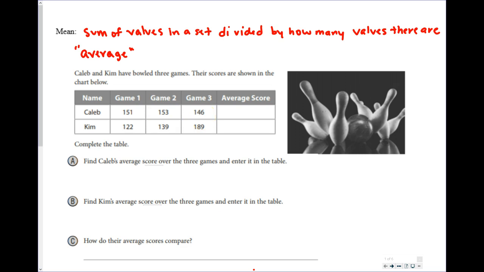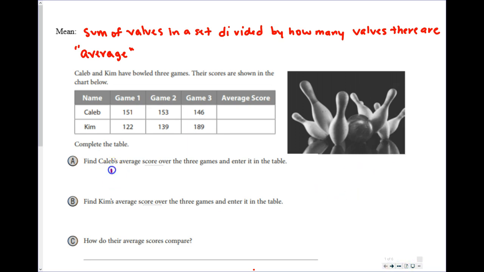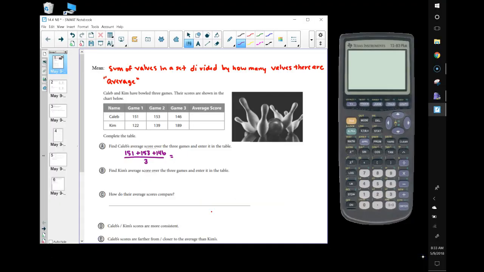So A says find Caleb's average score. So to find the average, all we have to do is add 151 plus 153 plus 146, and then divide it by 3 because there's 3 total values. Okay, now you can't do this learning target today without a calculator, especially a graphing calculator. It's kind of impossible. So as we're going along today, if you want to pause and come borrow one from a friend or from me, that might be particularly useful today.